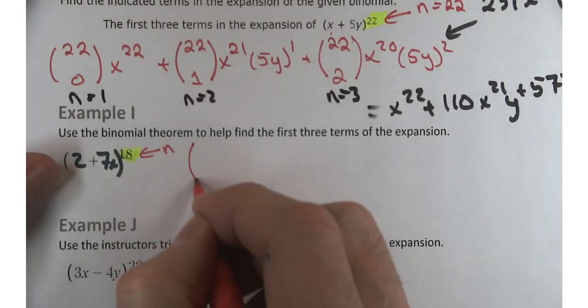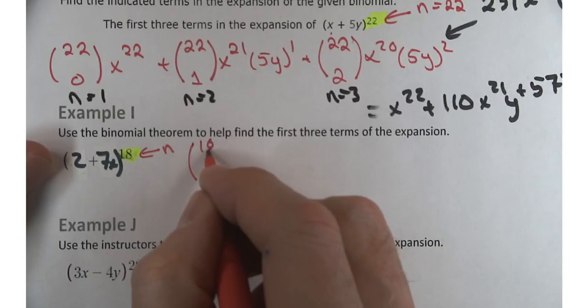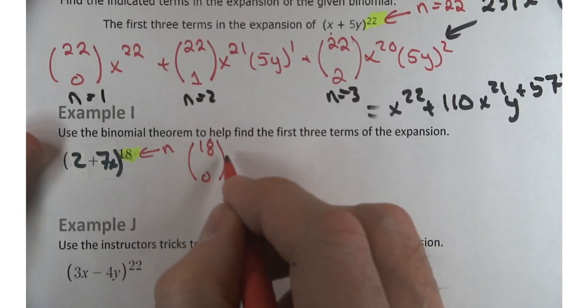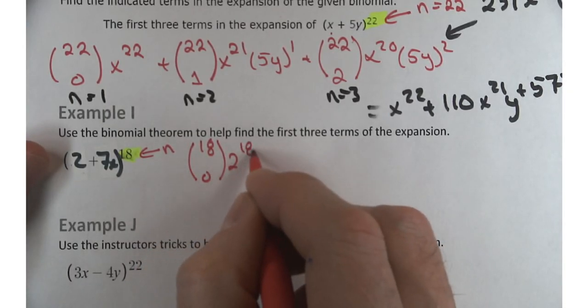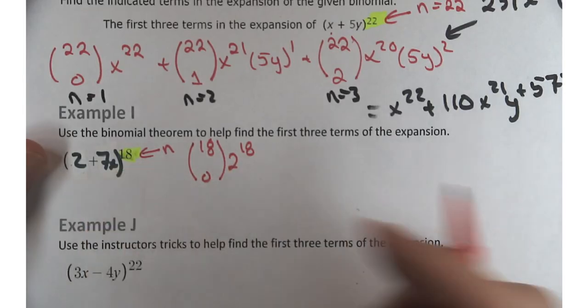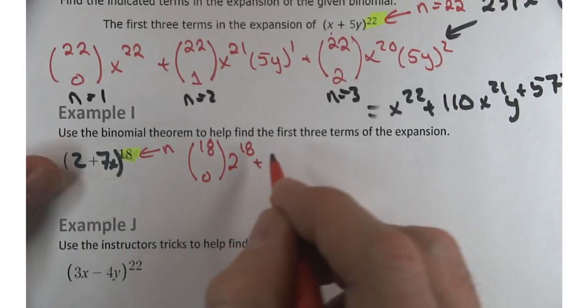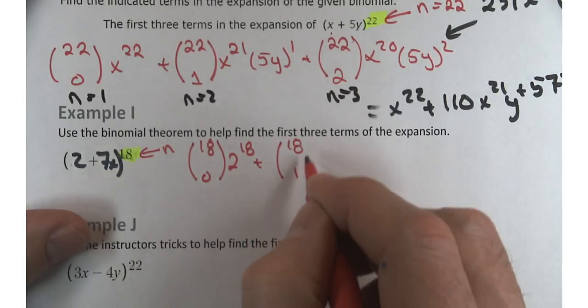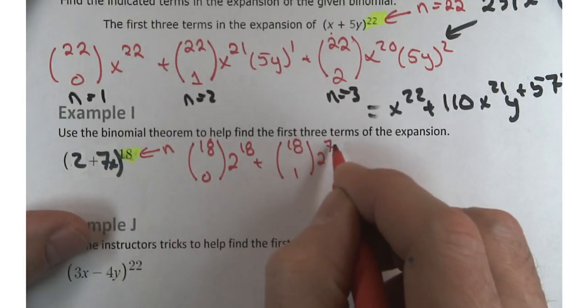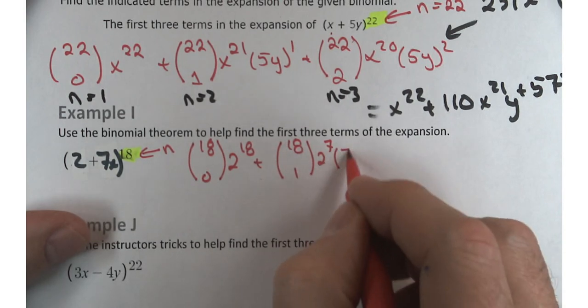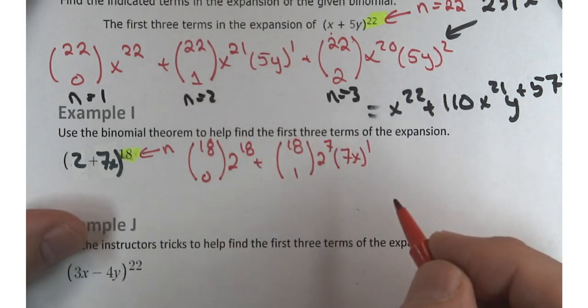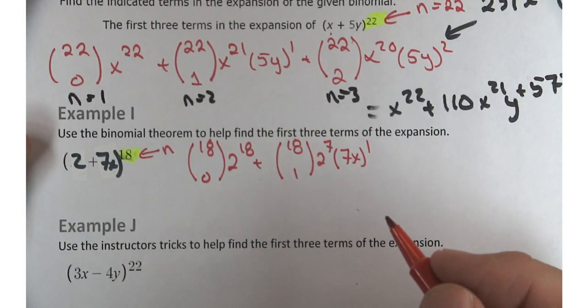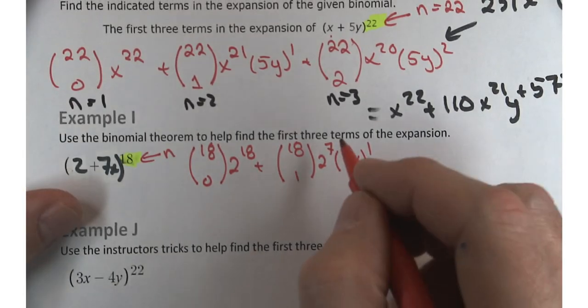It should be 18 choose 0, and then 2 to the 18th, and then 7x to the 0. I'm going to ignore that part. And then the next part would be 18 choose 1, 2 to the 17th, and 7x to the first power. It's 2 to the 17th, not 2 7. Thank you.